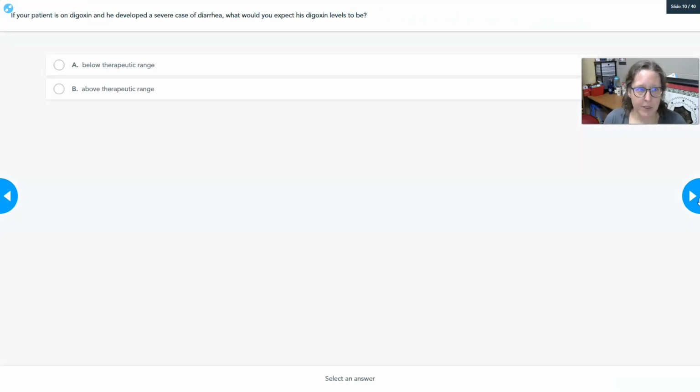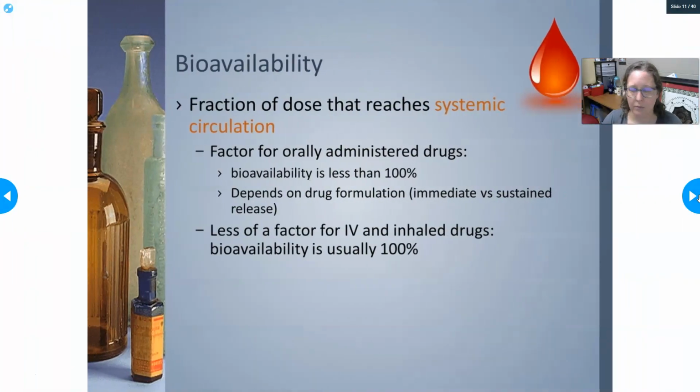Okay, so if your patient is on digoxin and they develop a severe case of diarrhea, what would you expect his digoxin levels to be? So you think it would be below therapeutic range because of the diarrhea, or above therapeutic range because of the diarrhea? So think about it this way. Again, what happens with the diarrhea, and then answer for yourself that question.